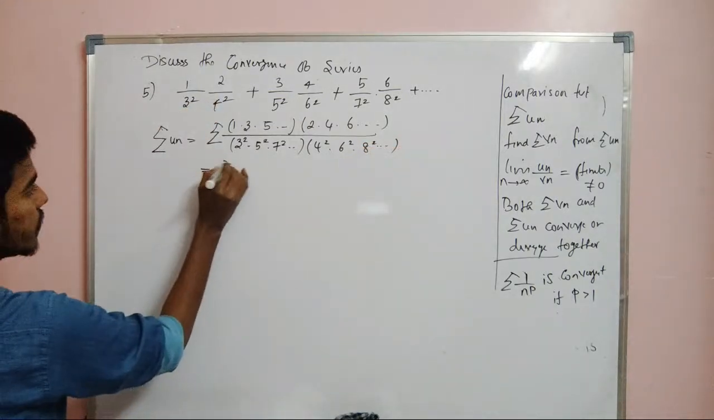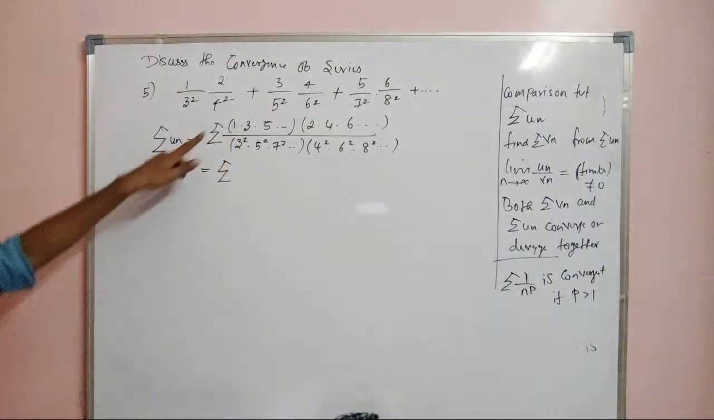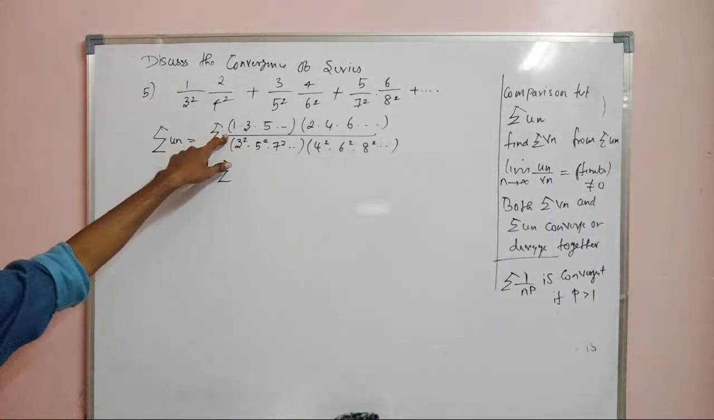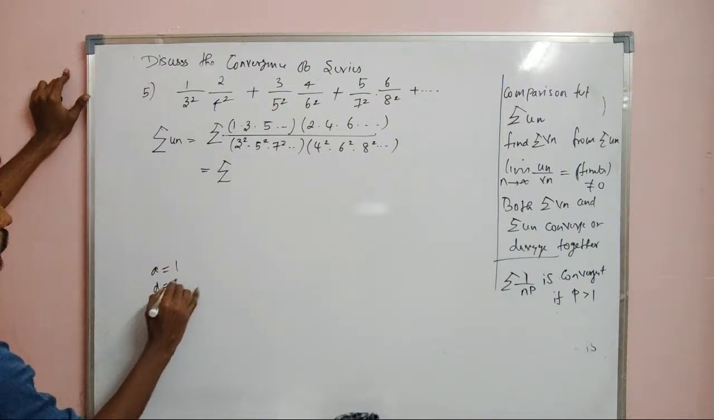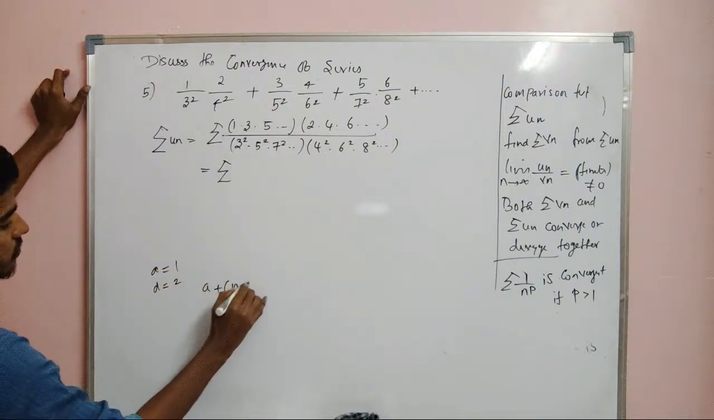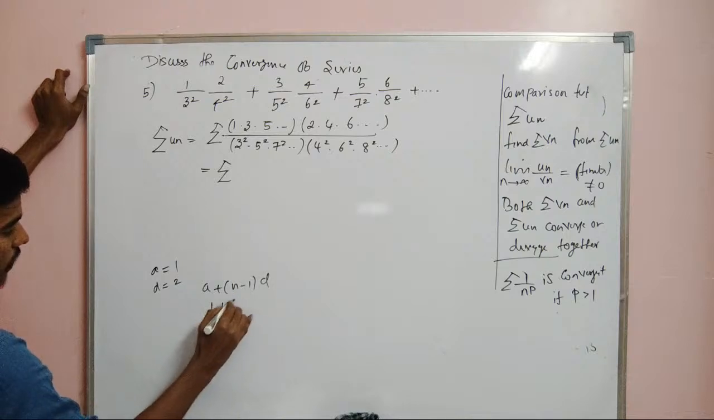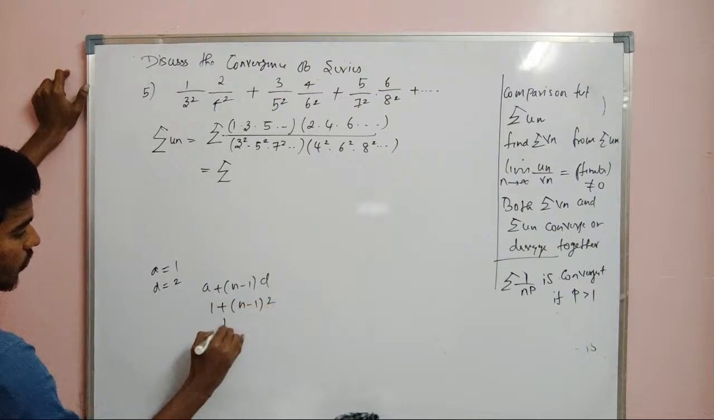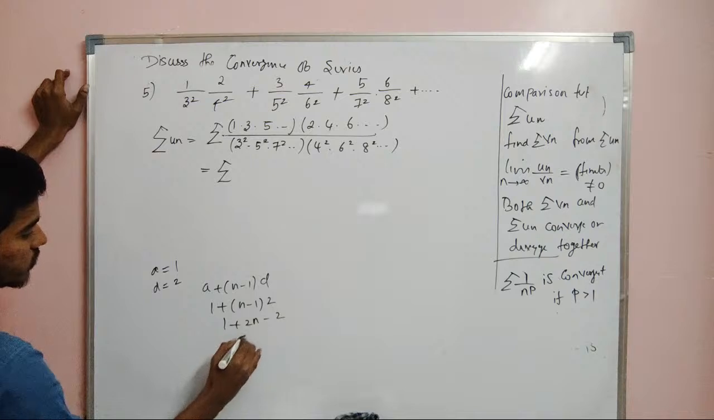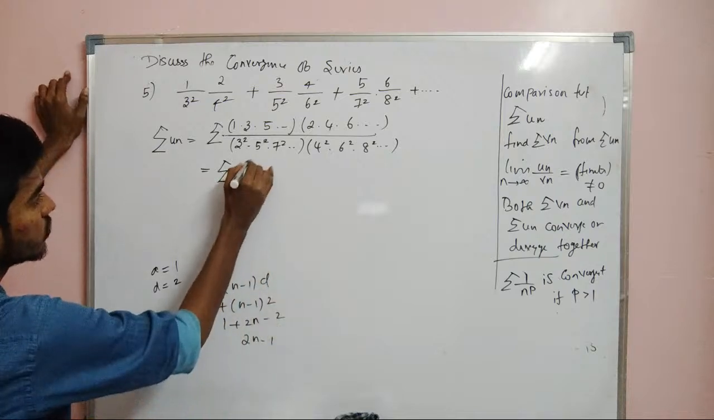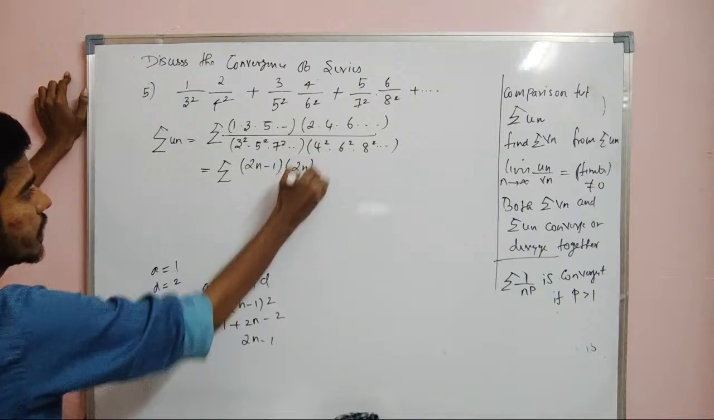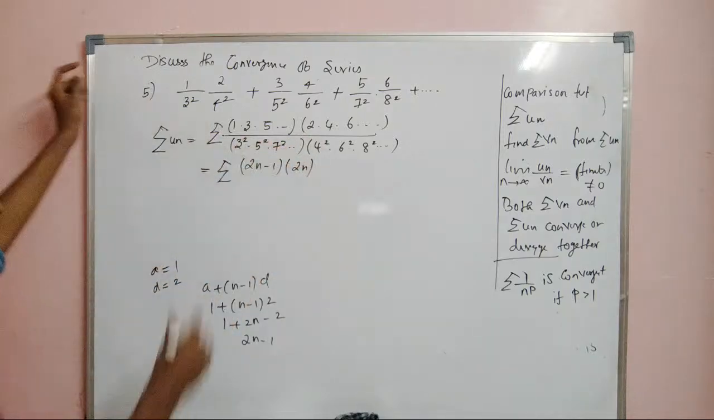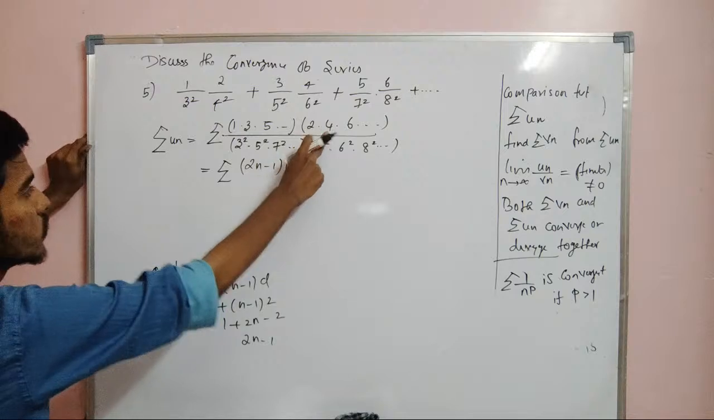Now you just find the nth term. So here a is 1, a plus n minus 1 d. So a is 1, and d is 2. So this is nothing but 1 plus n minus 1 into 2. So 1 plus 2n minus 2, which is nothing but 2n minus 1. This is nothing but 2n minus 1. And here this is nothing but 2n, right? Because you can see, if n is equal to 1, it is 2. If n is equal to 2, it is 4.